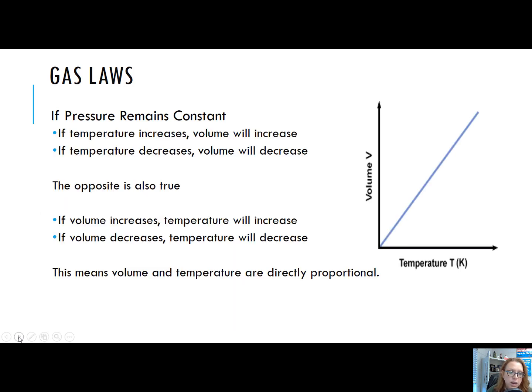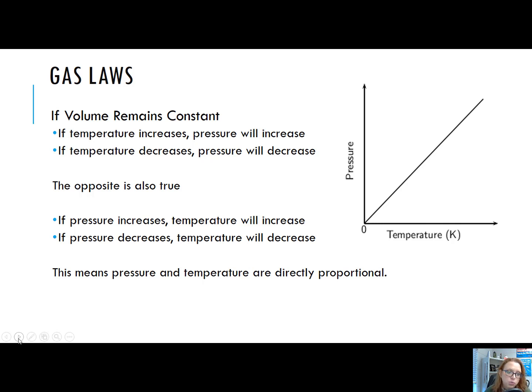Now, let's talk about if we keep pressure constant. If temperature increases, the volume will increase. Because remember, temperature makes the molecules move more. So when they're moving more, they're going to increase their volume. If temperature decreases, volume will also decrease. And that means that volume and temperature are directly proportional. Because the opposite is also true. If volume increases, temperature will increase. If volume decreases, temperature will decrease.